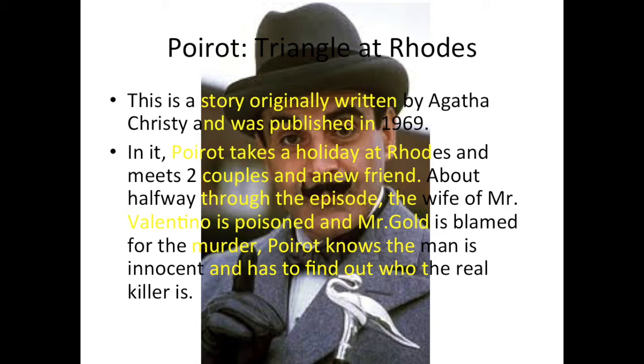This is a story originally written by Agatha Christie and was published in 1969. In it, Poirot goes on a holiday to Rhodes and meets two couples and a new friend. About halfway through the episode, the wife of Mr. Valentino is poisoned and Mr. Gold is blamed for the murder. Poirot knows that this man is innocent and has to find out who the real killer is.